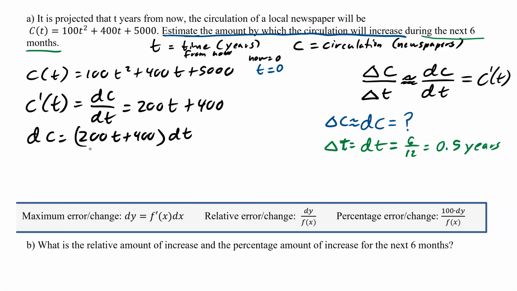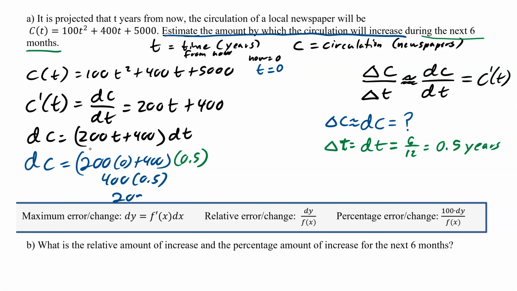Okay, so let's find our DC. Our DC is 200 times 0 plus 400. And then our DT was 0.5. So that becomes 400 times 0.5, which is 200 newspapers. That's our circulation. So our change in circulation is 200 newspapers.